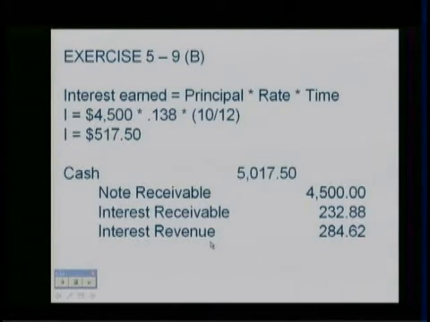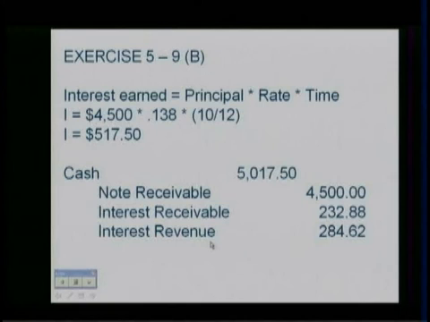In addition, we're going to receive cash of the note amount, $4,500, plus all of the interest of $517.50. So we get cash of $5,017.50. That's going to increase our cash, and cash is an asset, so we increase it with a debit. The note receivable we no longer have. Note receivable is an asset, so to decrease an asset, we're going to credit note receivable for the face amount of the note, or $4,500.